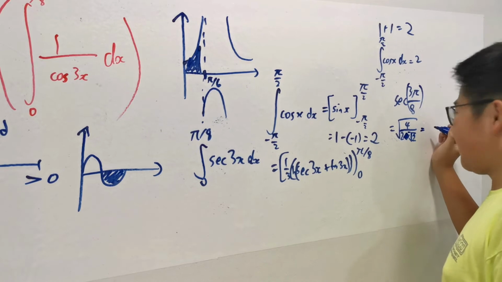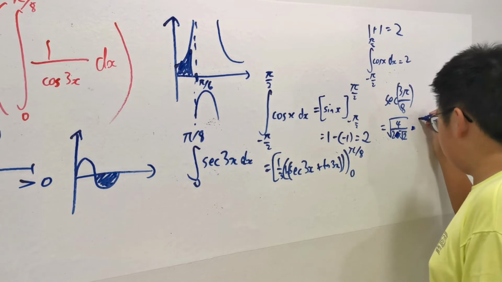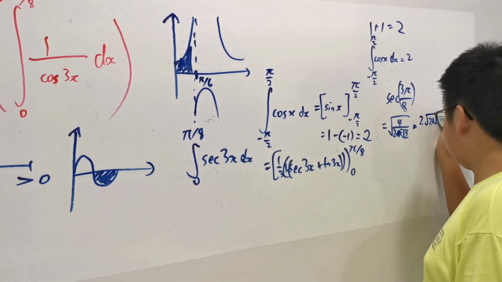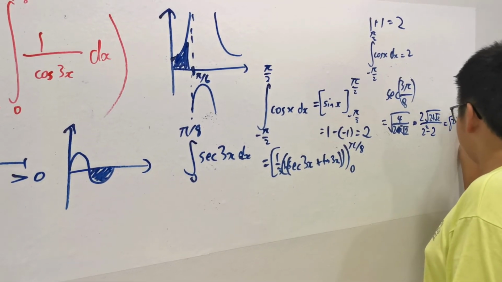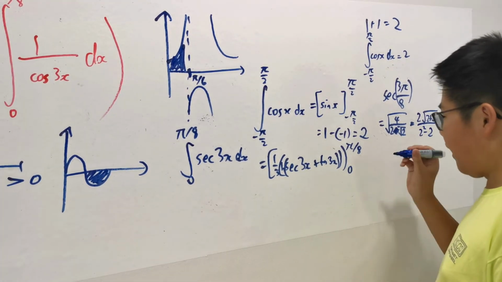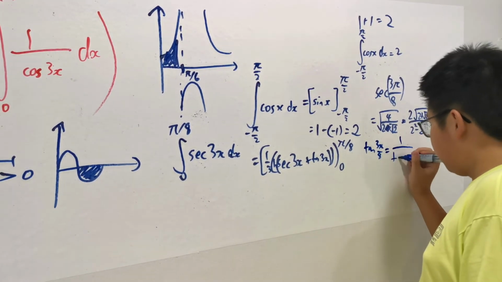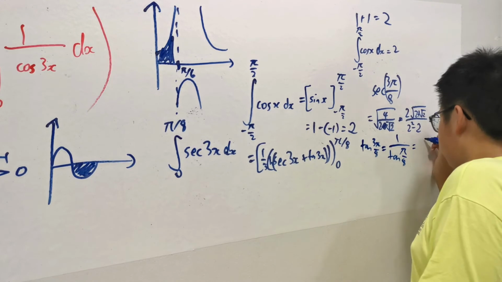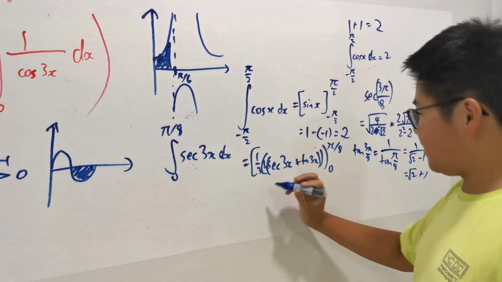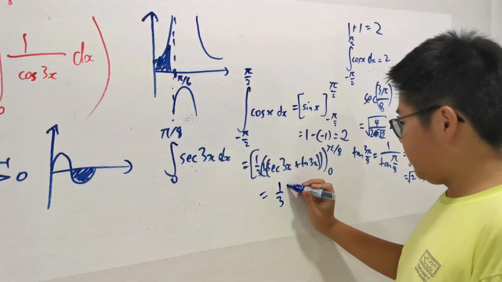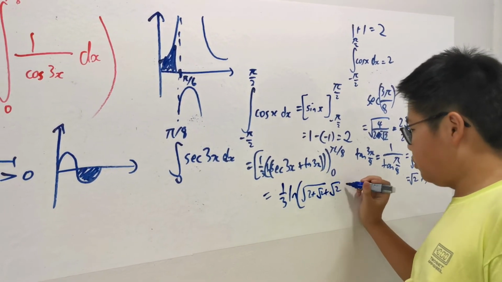Jeez, sometimes I mix up the secant 3 pi over 8 and the secant pi over 8. But anyways, let's move on. So 2 root 2 plus root 2 over 2 squared minus 2 equals root 2 plus root 2. And tangent 3 pi over 8 is governed by a handy little identity. It's 1 over tangent pi over 8, which equals 1 over root 2 minus 1, which equals root 2 plus 1. So that means this value is 1/3 ln of root 2 plus root 2 plus root 2 plus 1.